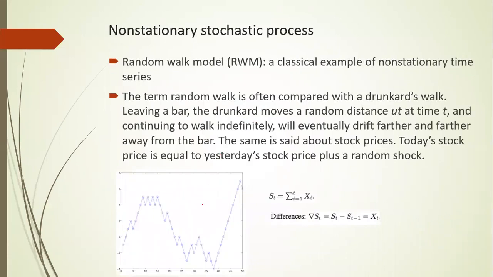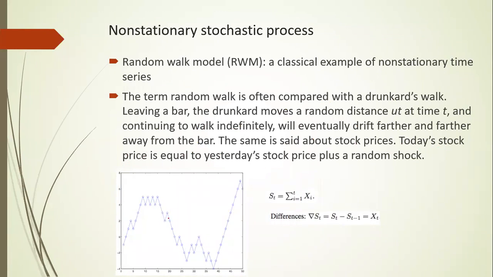An example of a non-stationary process is what we call the drunkard's walk problem. If a drunkard leaves a bar and moves a random distance ut at a time t, and continues to walk indefinitely, what will happen is it will eventually drift further and further away from the bar. All you've got to do is remember that today's value, the current value, is equal to yesterday's value plus a random shock.